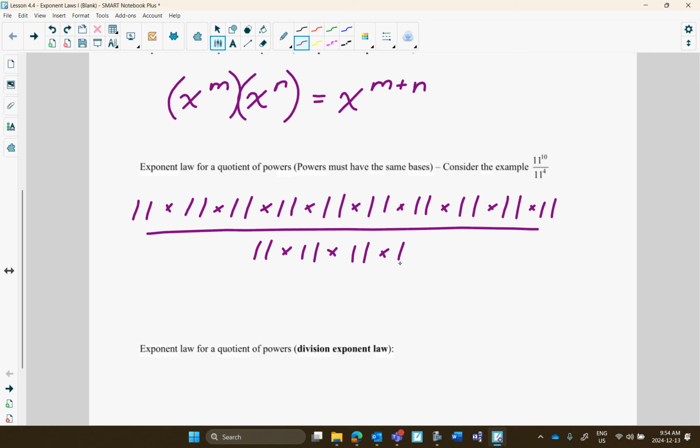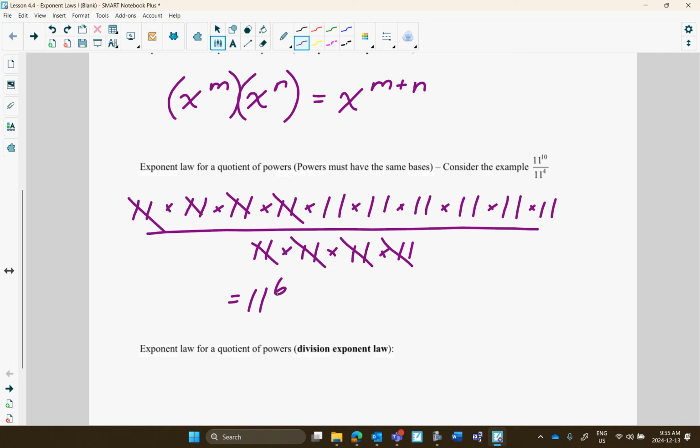Well, what I can do is cross pairs of 11 from the top and bottom. So I can cross these ones out, because 11 divided by 11 is 1. Same with this. Same with this. So now I'm done, because there's no more 11s in the denominator. So how many 11s am I left with? 6. And remember, mathematicians are lazy. We want to look for a shortcut. We don't want to have to write all this out.